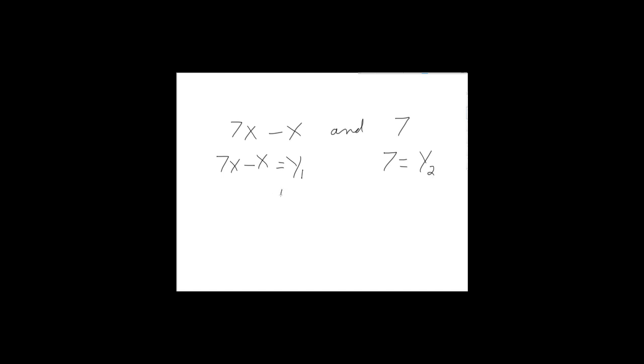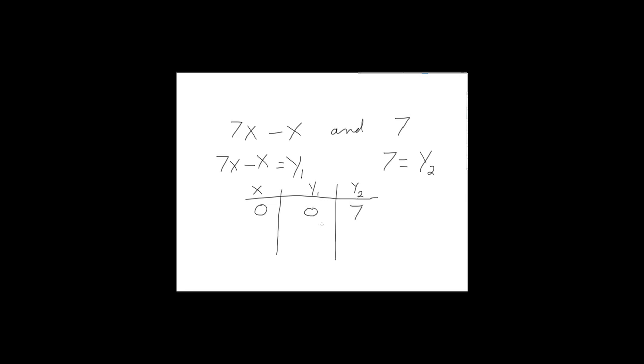And so now we just want to put in some values of x. So this is y sub 1, y sub 2, and x. If x is 0, then we concluded that y sub 1 would be 0, and y sub 2 is going to be 7. Hey, what about negative numbers?